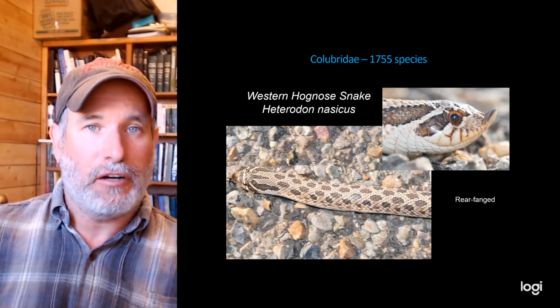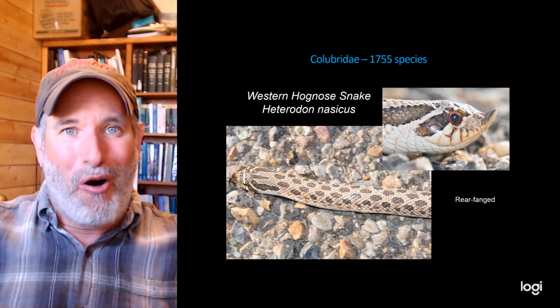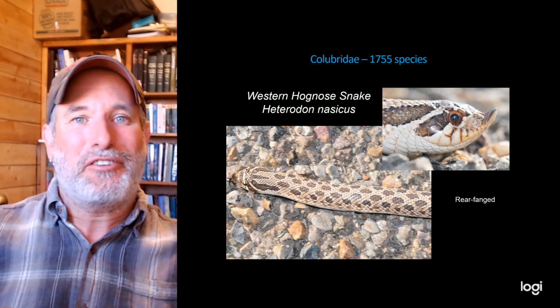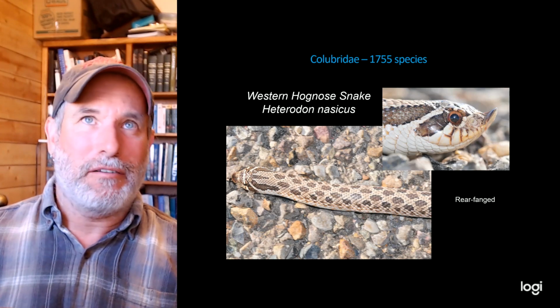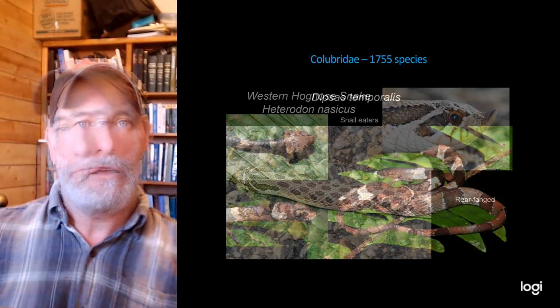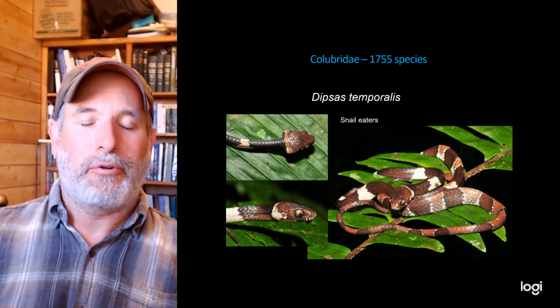One of them is the hognose snake, and these are mainly toad eaters. What's interesting is that toads will blow up and get all big with air, and the snake will actually grab hold of it and use its rear fangs to pop the toad and paralyze and kill it, and then swallow it whole.